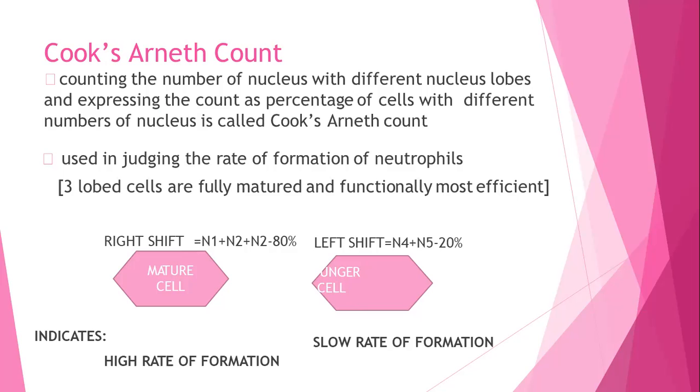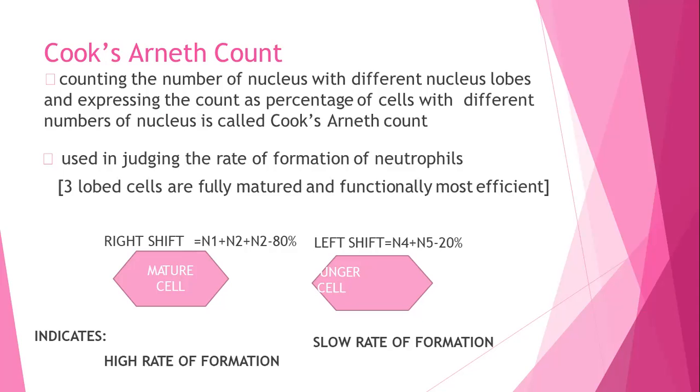So 3 lobe cells are fully mature and functionally most efficient, and that indicates the higher rate of formation. So we can count these numbers. If you are having 3 lobe nuclei, and that is around 80%, that means it is a right shift. That means mature cells are much more, and the high rate of formation is there. But if younger cells are there, then there will be only 1 or 2 nuclei, and 20% only will be there. So that is known as left shift. So mature cells will be less in number.